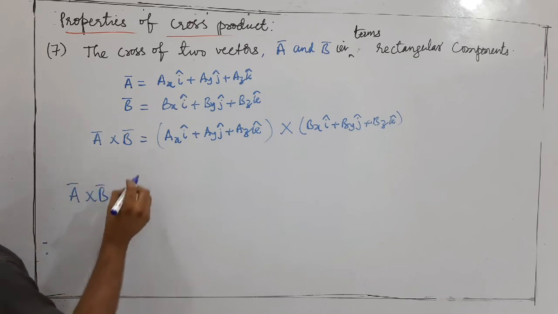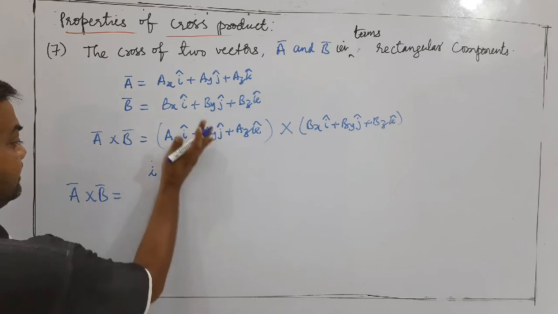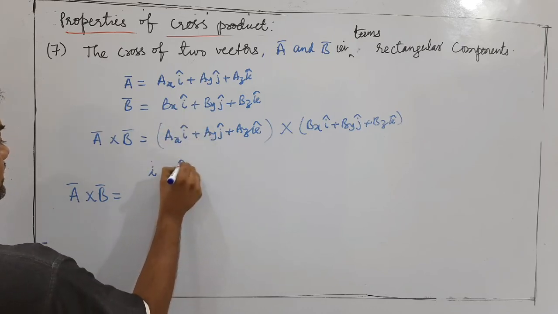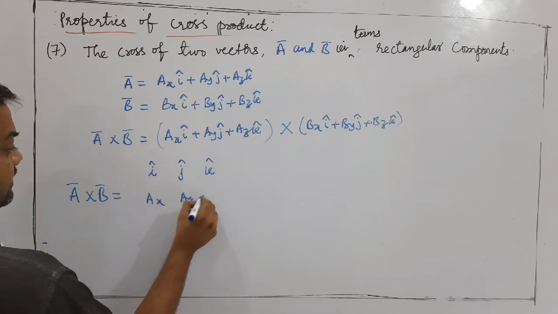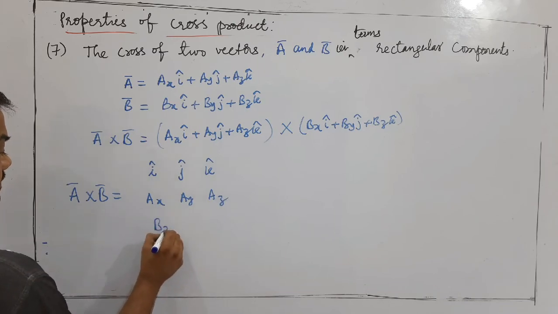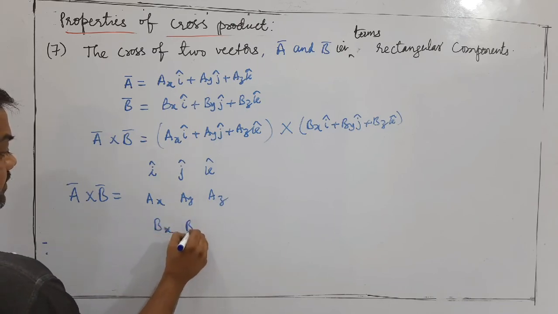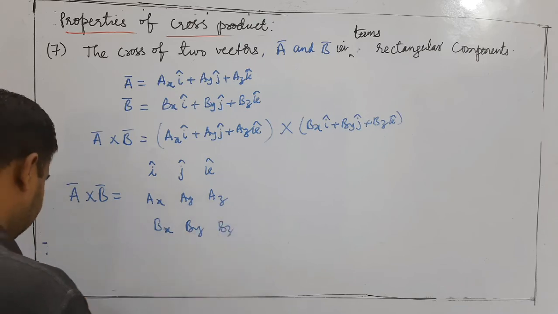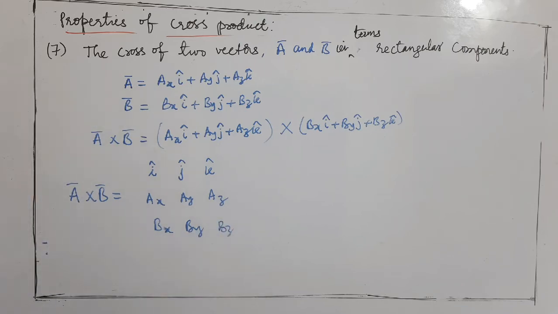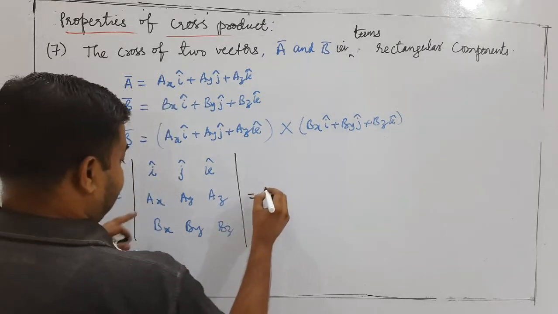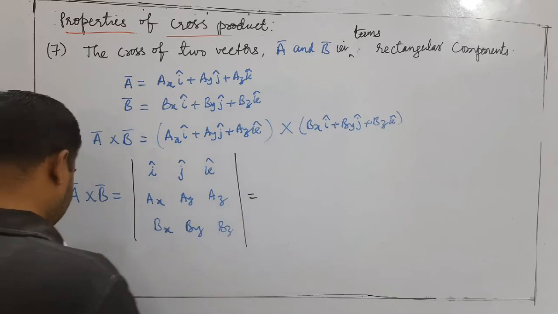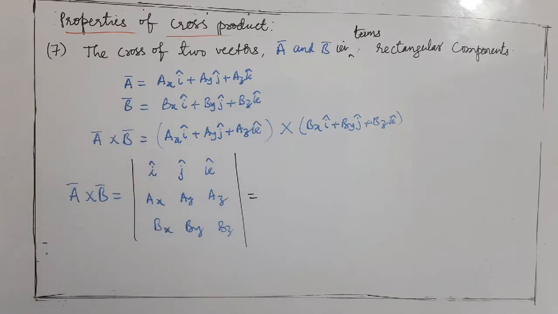A bar cross B bar is equal to the determinant with first row i j k, second row ax ay az, third row bx by bz. Like this you simply find out with the determinant form. It is easy for us. Simply we can write, first I have to find out with ax, ay and az.